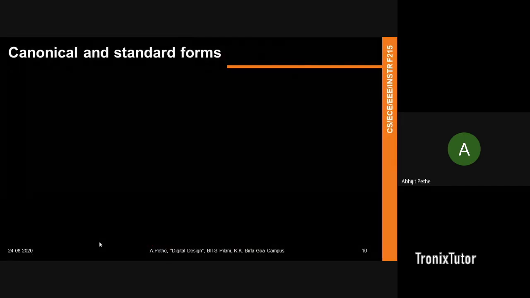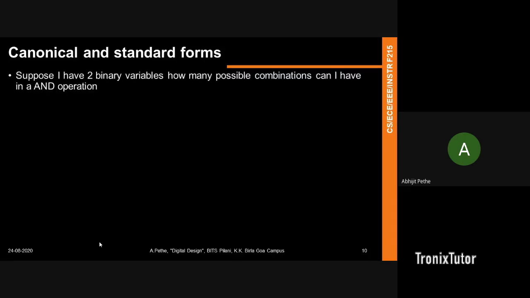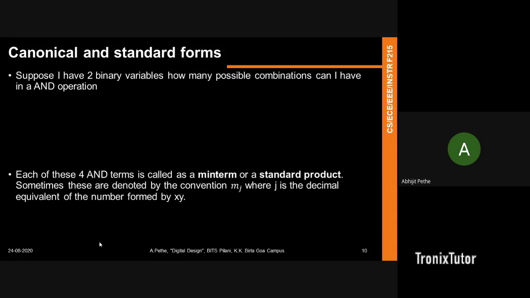Okay, so then we talk about, again, these are technical terms, what is known as a canonical form and a standard form. So suppose I have two binary variables. How many possible combinations can I have in an AND operation? Right? So you can think about it. Suppose I have two variables, x and y. Right? So I have 0, 0. So I'm forming the truth table now. So again, if I call this MSB and LSB, again, you don't need to do it every time, but I'm just reinforcing it.